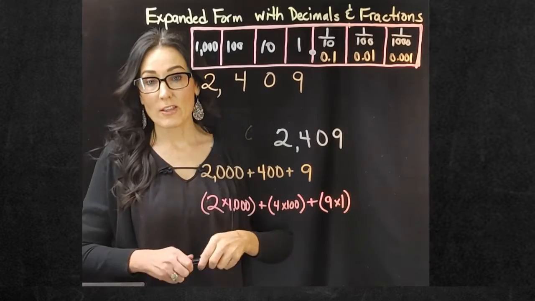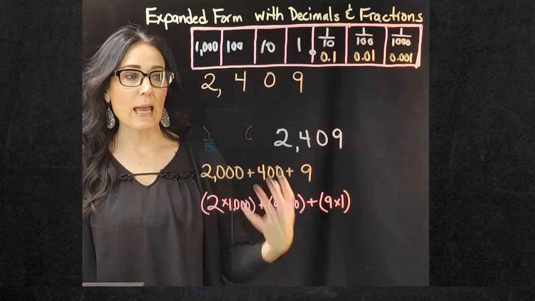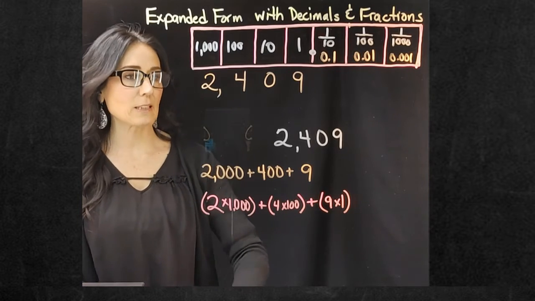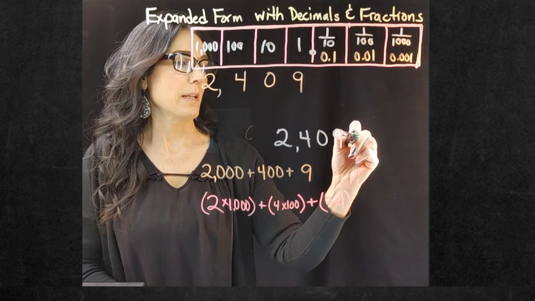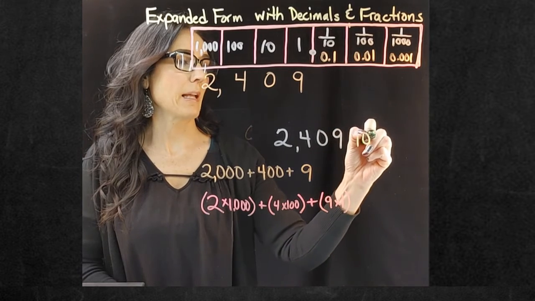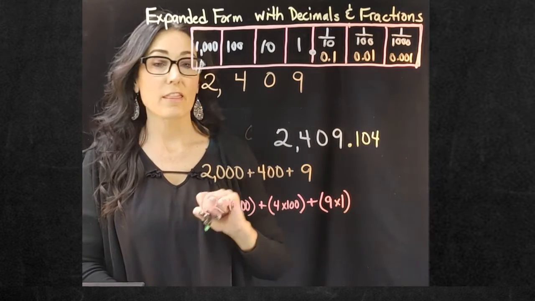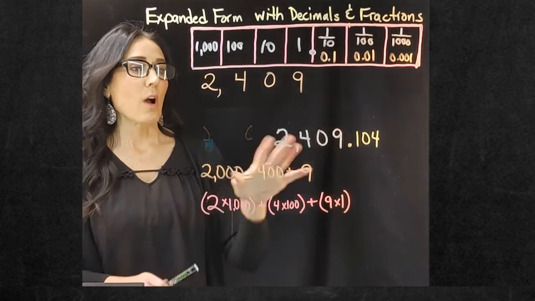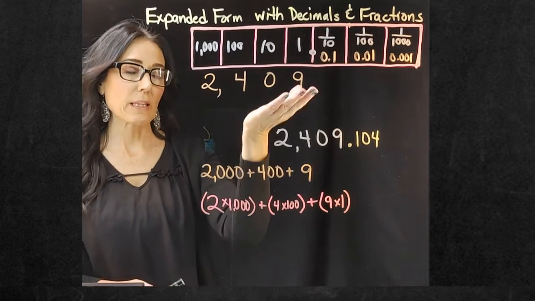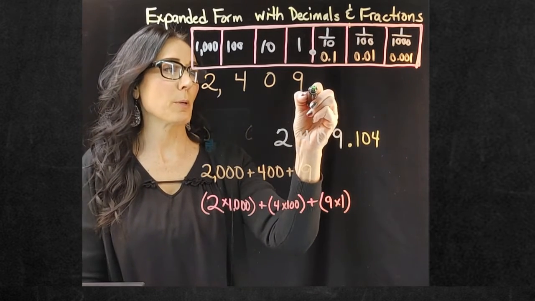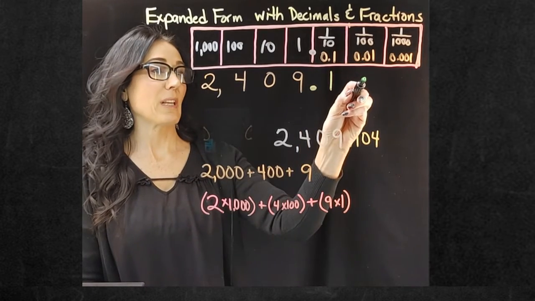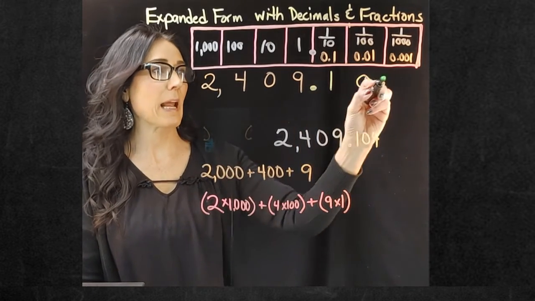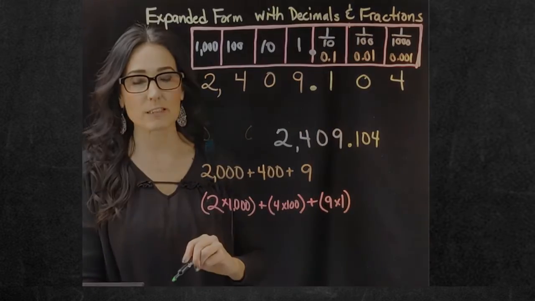Now, adding on to that, if we were to actually add decimals, so let's go ahead and add some decimals here. I'm going to add 104 thousandths. So on that note, we would go ahead and bring that up here in our model. So I'm going to put my decimal there. I'm going to put my 1/10 there. I'm going to show that I have 0 hundredths and that I have 4 thousandths.